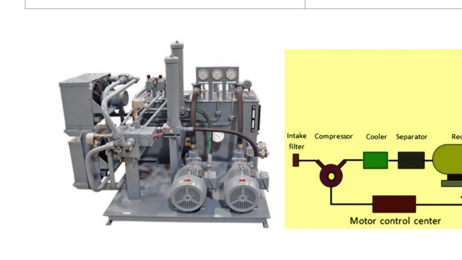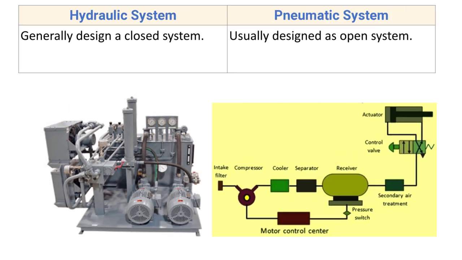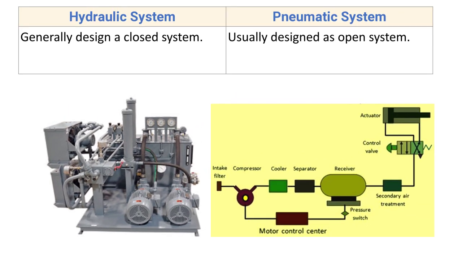These systems are designed as a closed system because the pressurized liquid is taken from the reservoir and it is then supplied to the actuator, and after performing the work, the hydraulic oil is sent back to the reservoir. That means the same working fluid is recirculated through various components of a hydraulic system, and hence this system is known as a closed system.